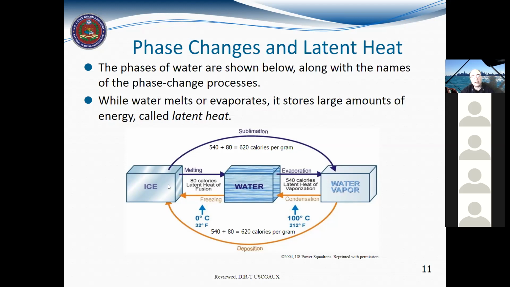So you notice there is an amount of heat that's added to ice to turn it into water, but there's a lot more calories of latent heat that have to be added to get it to turn into water vapor. By the same token, if you have water vapor that now cools and condenses, as it cools it releases latent heat, and it releases a lot of it, 540 calories, in order for it to go from water vapor to water.